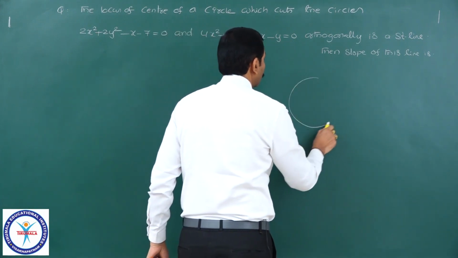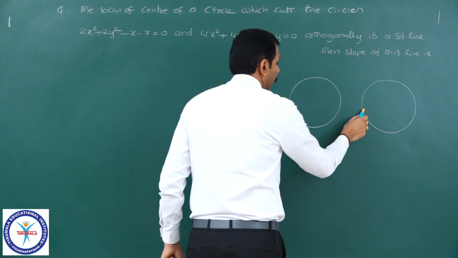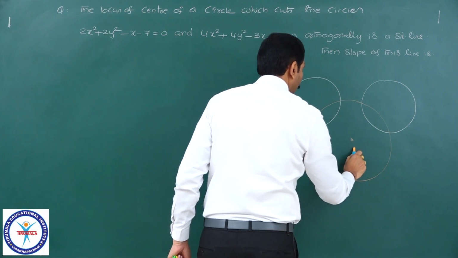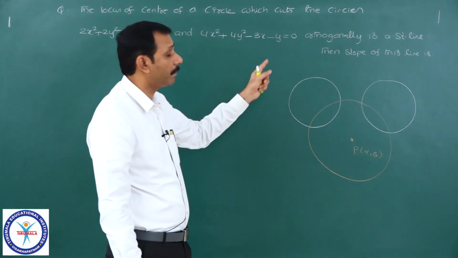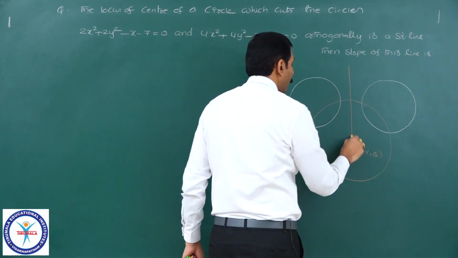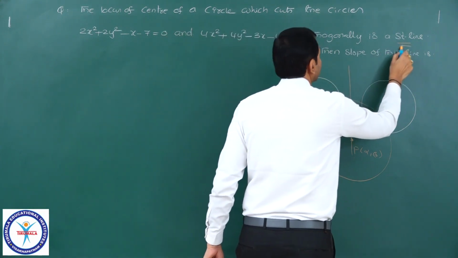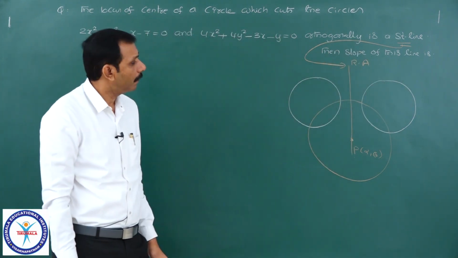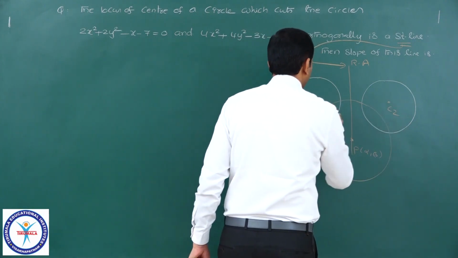Therefore, here you see these are the two circles given, and this circle intersects orthogonally. I want locus of this point alpha comma beta, and locus of that point alpha comma beta is a straight line given. Now, slope of that one means here they are asking slope of radical axis. Therefore, is a straight line given. What about this straight line? This straight line is nothing but radical axis. Slope of that one we know. We know radical axis is perpendicular to the line joining the centers C1, C2.